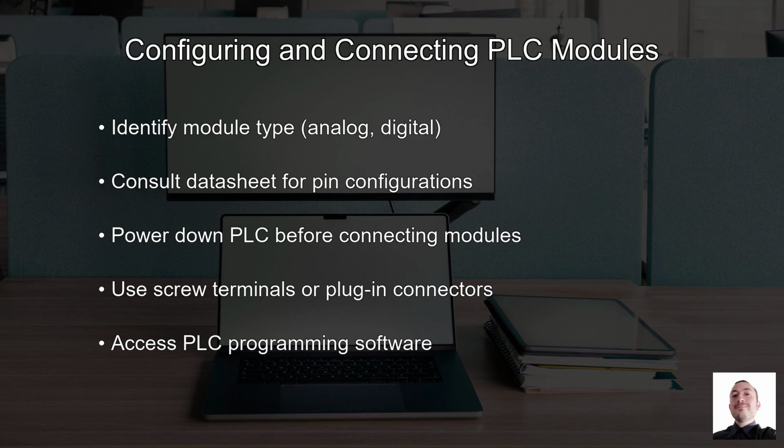After connecting, power up the PLC and access its programming software. Navigate to the module configuration section. Here, you'll assign addresses to each module, ensuring they match the physical connections you've made. Don't forget to set the communication parameters, like baud rate and parity, to match your system's requirements. Finally, test the connections by running a simple program that reads from an input module and writes to an output module. This confirms that your PLC and modules are correctly configured and connected.